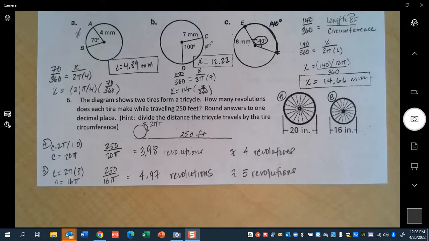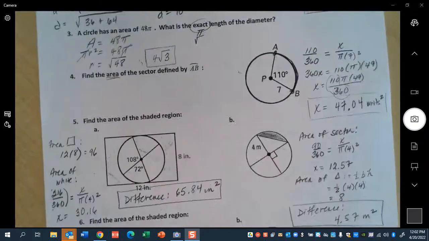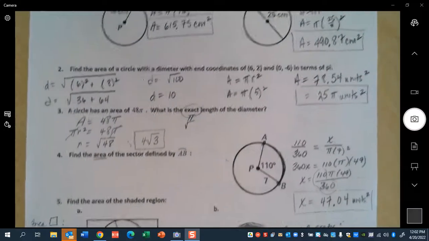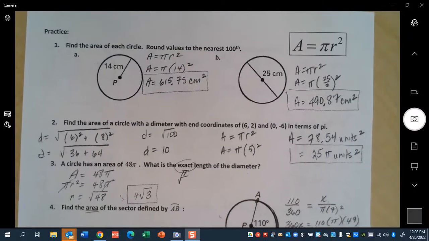Did I mess that up? 2 pi times 10. No, I did it right. I did the radius. Phew. I was nervous at first. Okay, on the back is the harder one, maybe? I don't know. Do you think the area is harder or the length is harder?